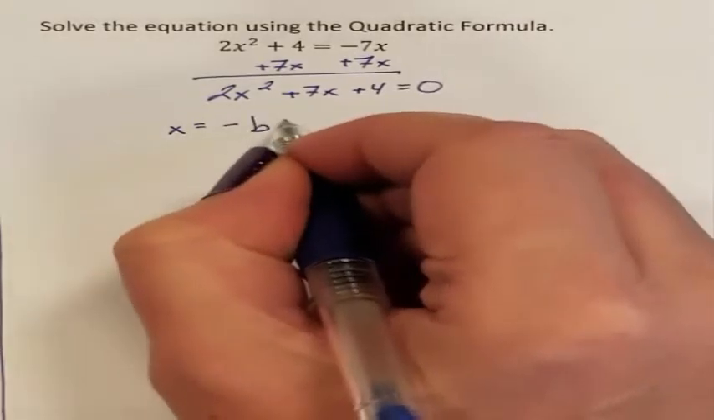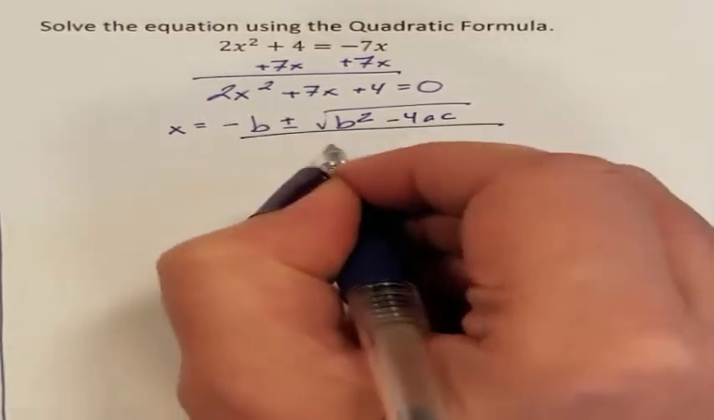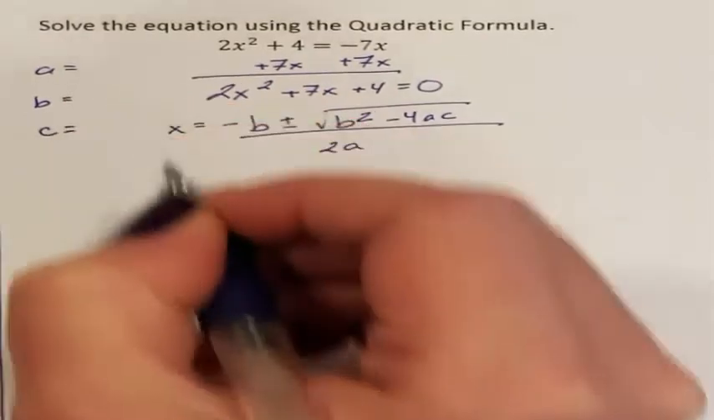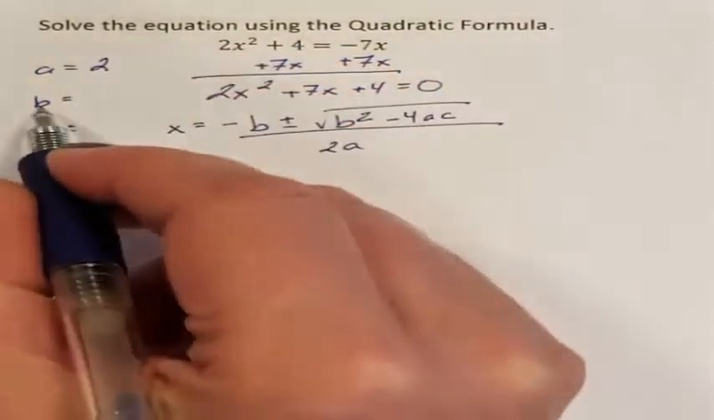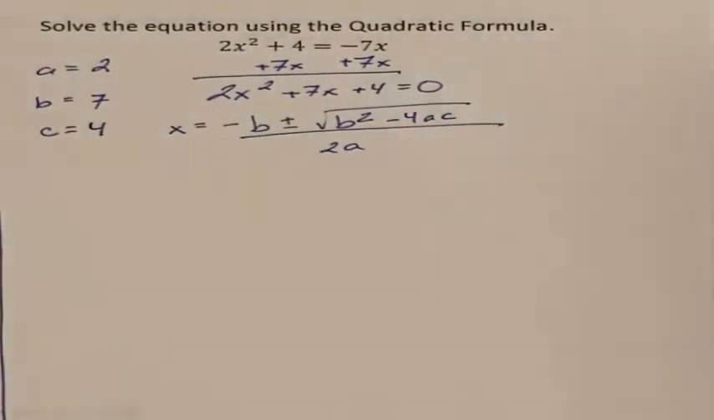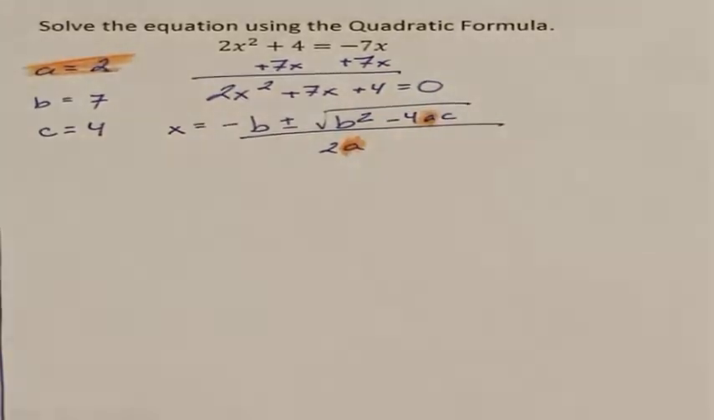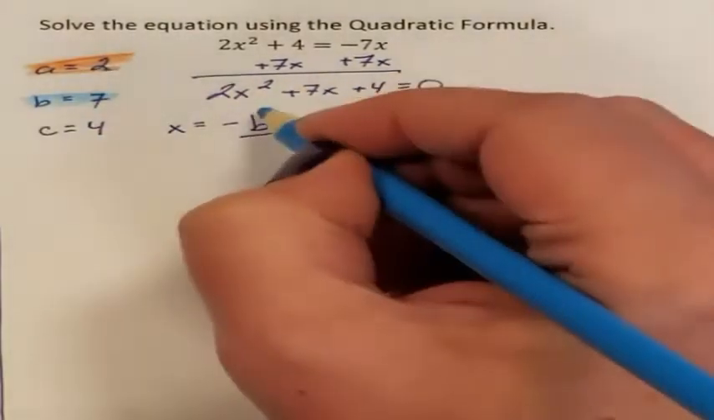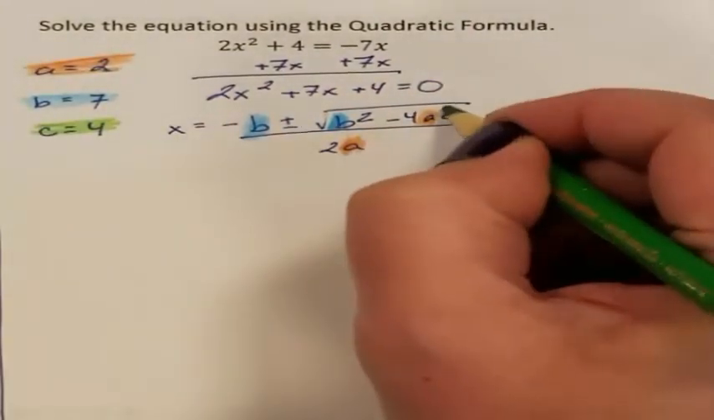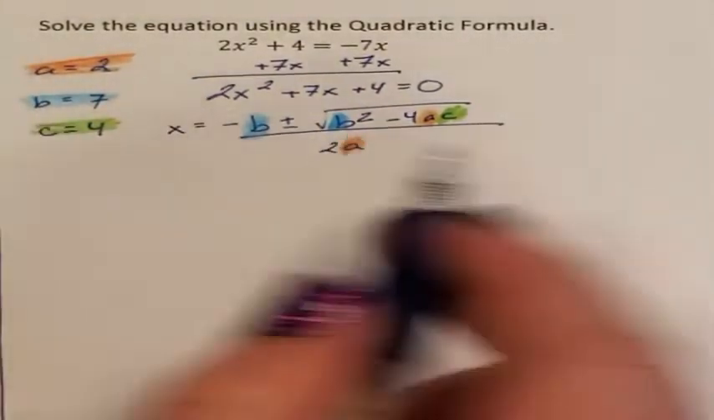X equals negative b plus or minus the square root of b squared minus 4ac all over 2a. To be able to use it, I need to identify my a, b, and c. A is a 2, b is a 7, c is a 4. My a's are all going to be orange 2's. My b's are all going to be blue 7's. My c is going to be a green 4. So I'm going to rewrite this problem, substituting in my colors.